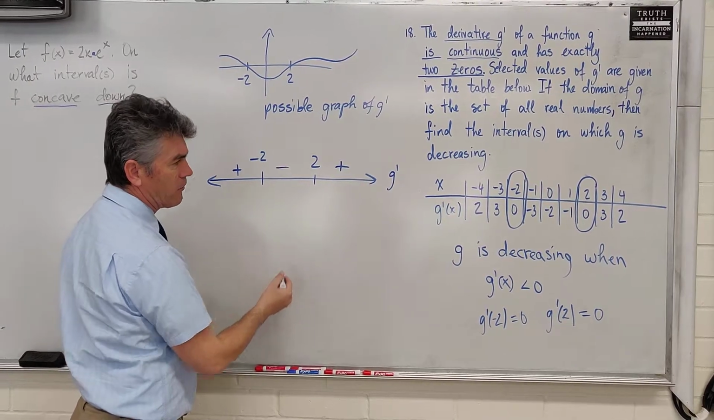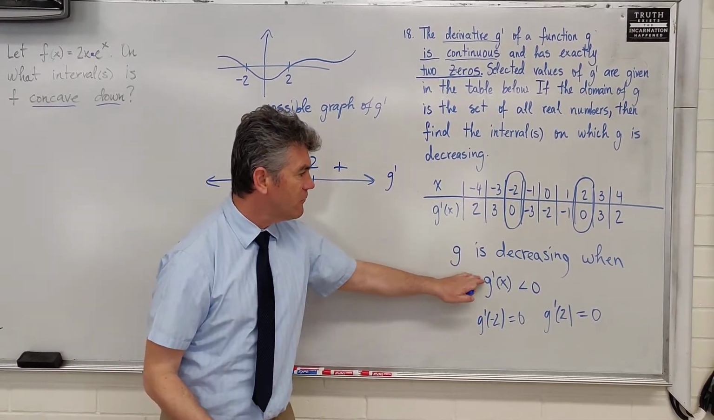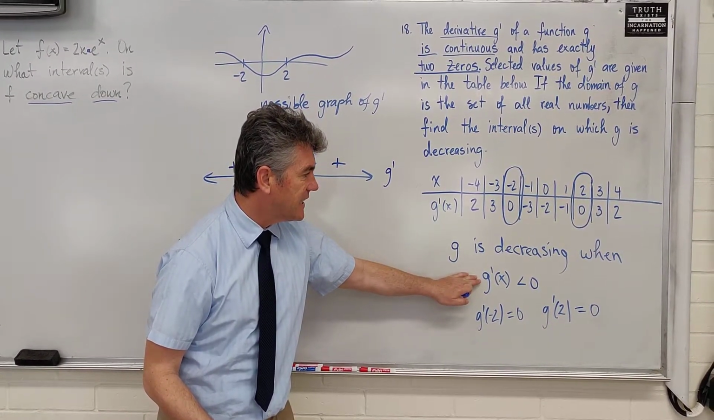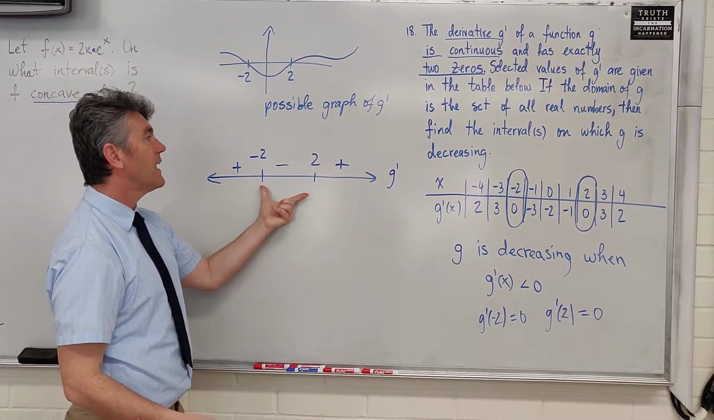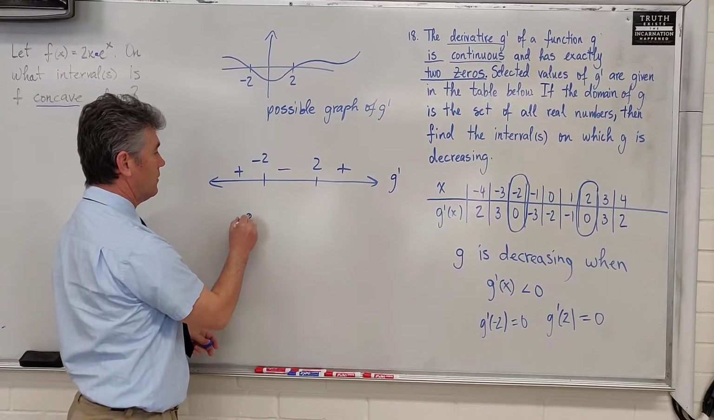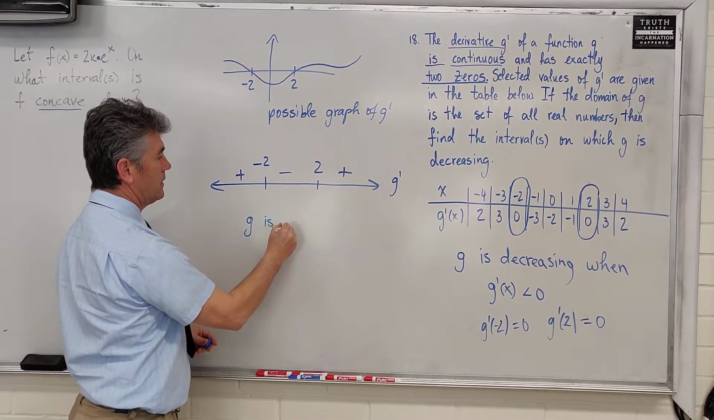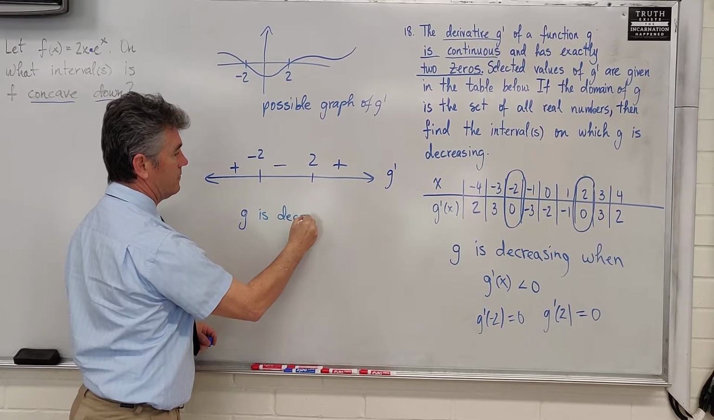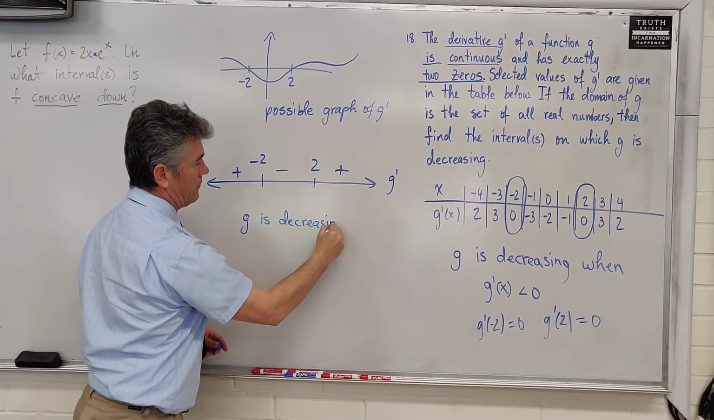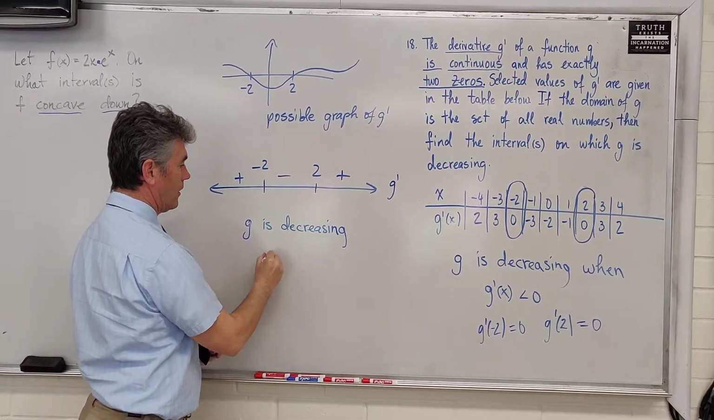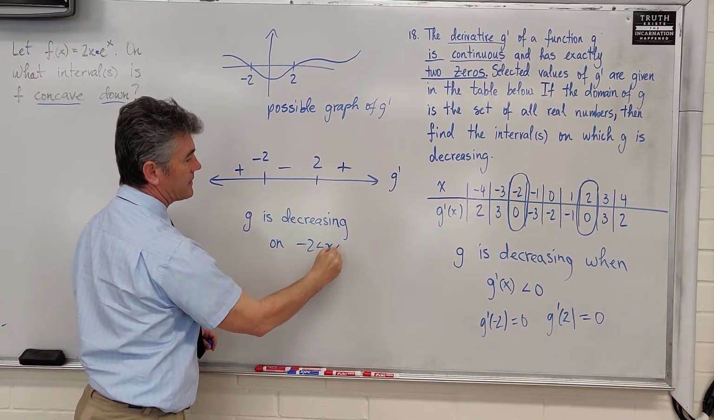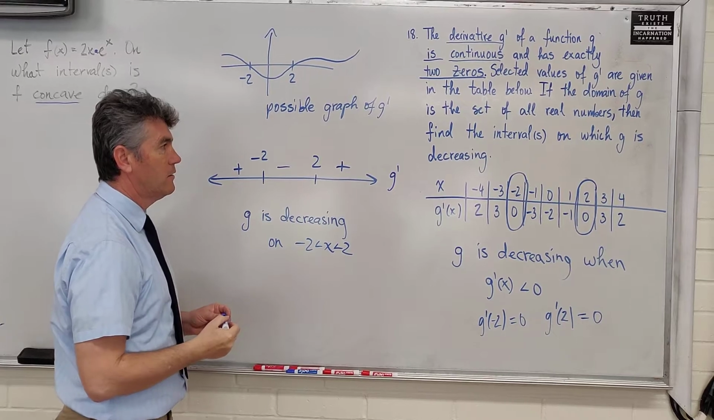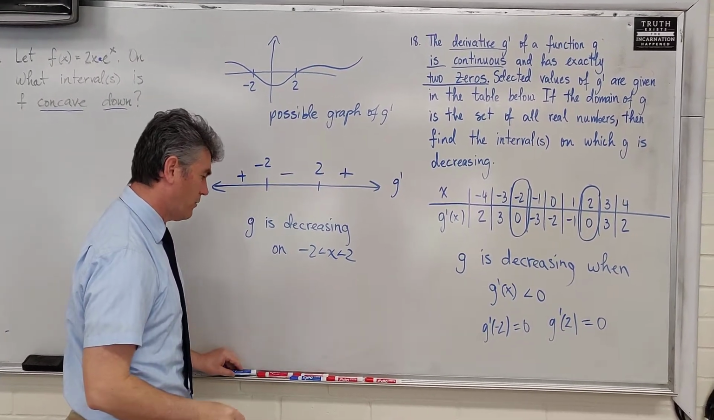So we're ready to answer the question. g is decreasing when g prime of x is less than 0. g prime of x is less than 0 between -2 and 2. So g is decreasing on -2 is less than x, which is less than 2. And that's all there is to this question.